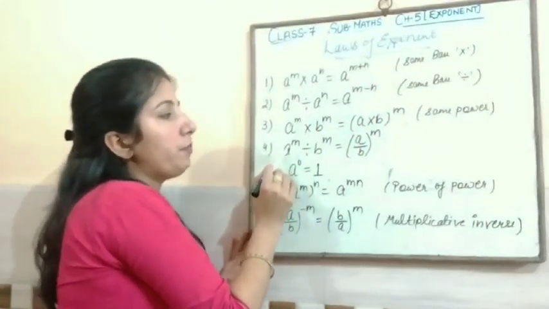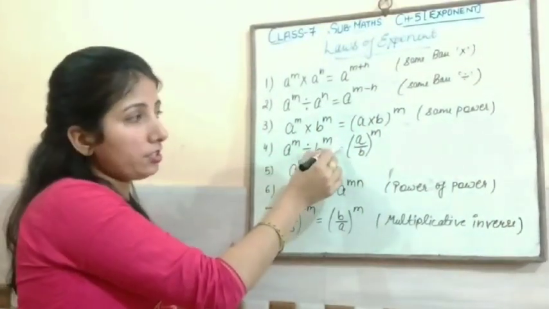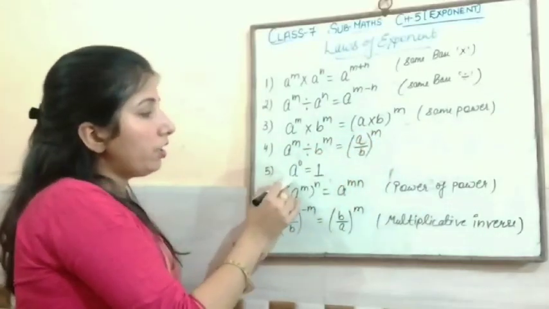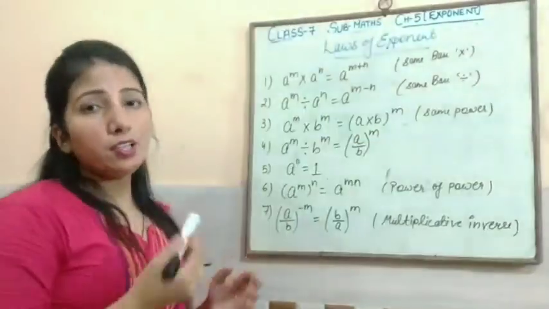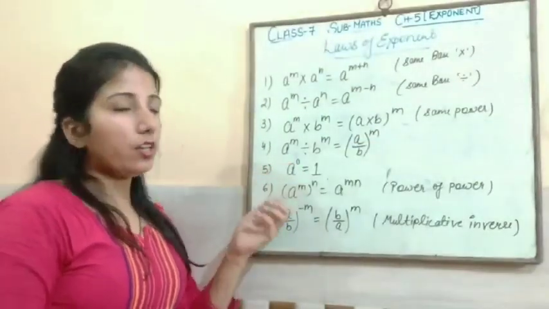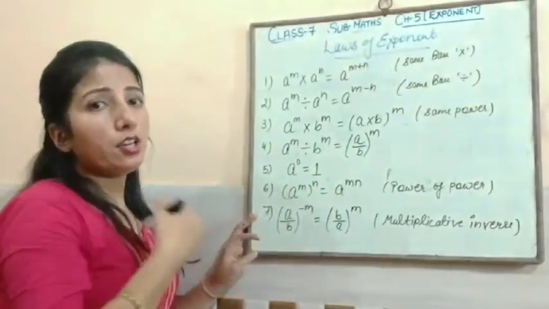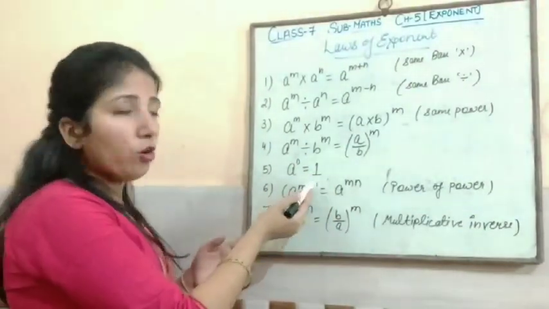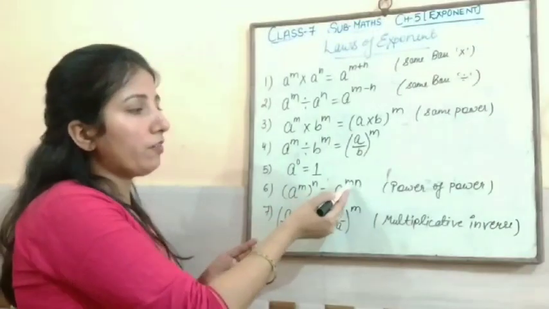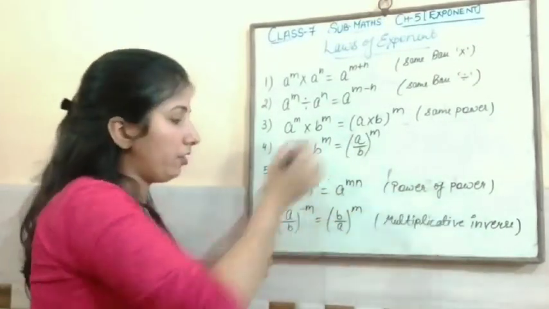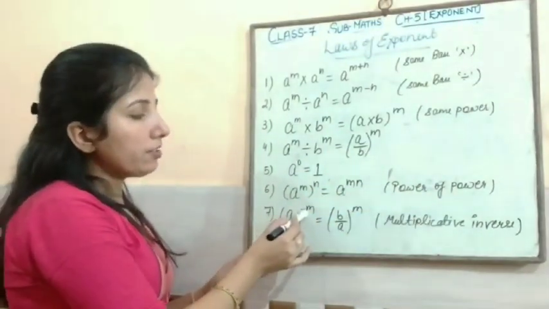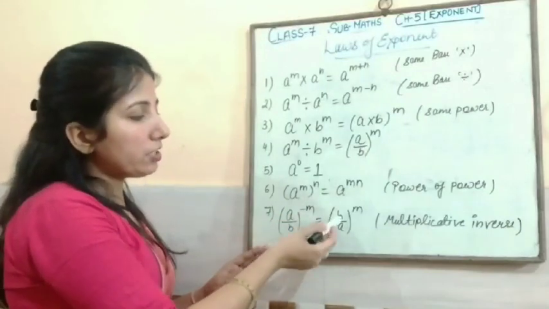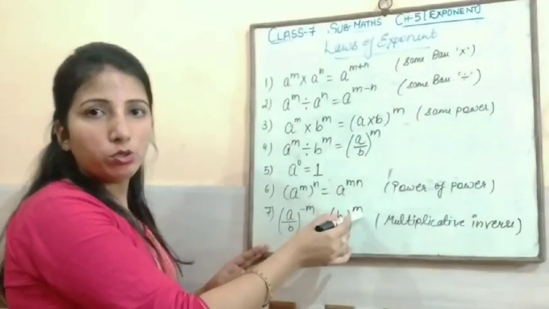Same here, bases are different but power is same, so the common power will come on both. a raised to the power 0 equals 1. If any number's power is 0, then the answer will be 1. a raised to the power m whole power n, this will be equal to a raised to the power m into n. This is called power of power. a upon b whole power minus m, so the multiplicative inverse of this will be the reciprocal b upon a, and then the power will be changed into positive.